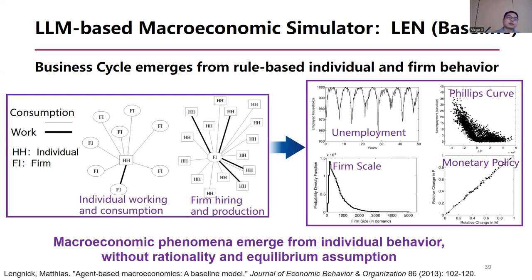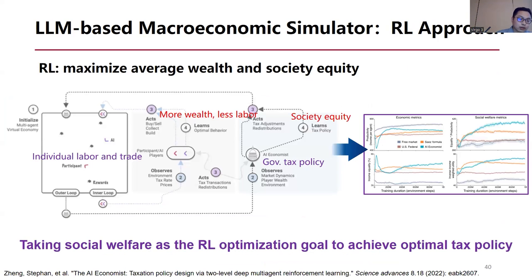So this system aims to simulate how the individuals take these actions and how the firms take actions. And I want to observe some very representative phenomena from real world data, such as the curve of unemployment, the curve of firm scale, the Phillips curve, and the monetary policy. So we have real world data of these trends, these curves, and we want to use a simulation system to reproduce these trends. This method is not so good, I will explain later. Another kind of simulation is to use RL agents to simulate. Because in the LEN approach, they use a very simple rule-based mechanism for each individual.